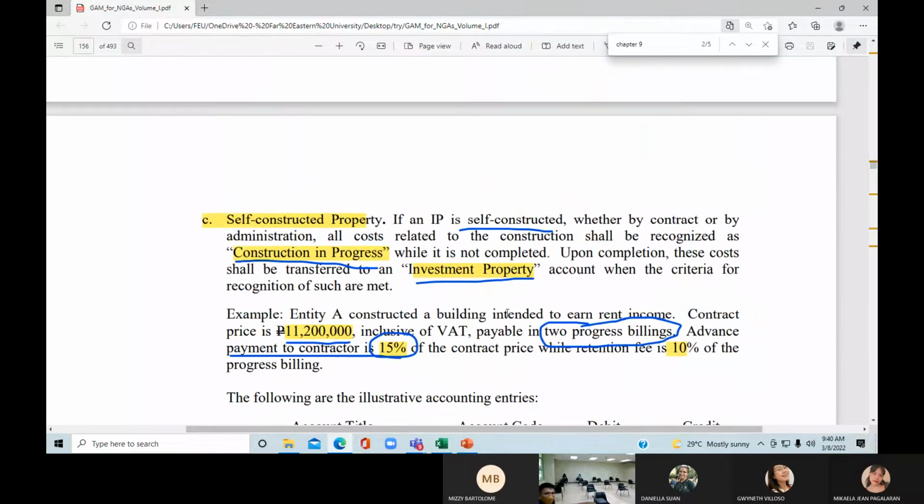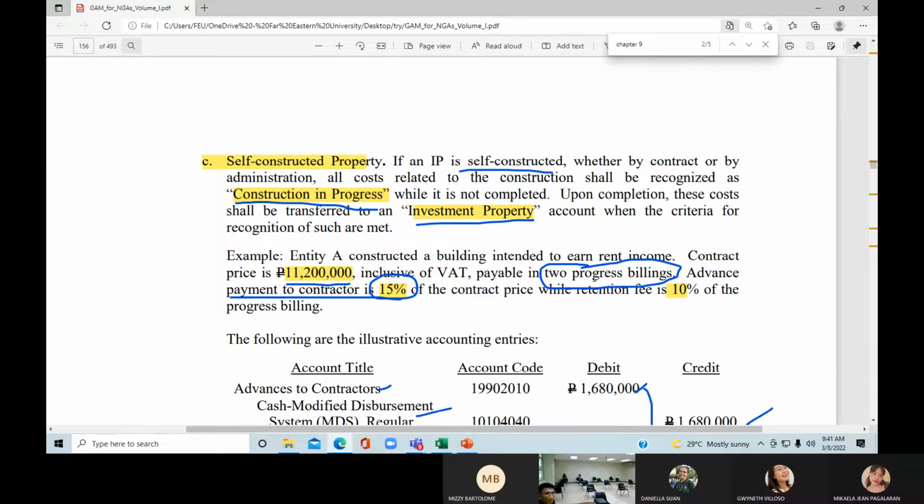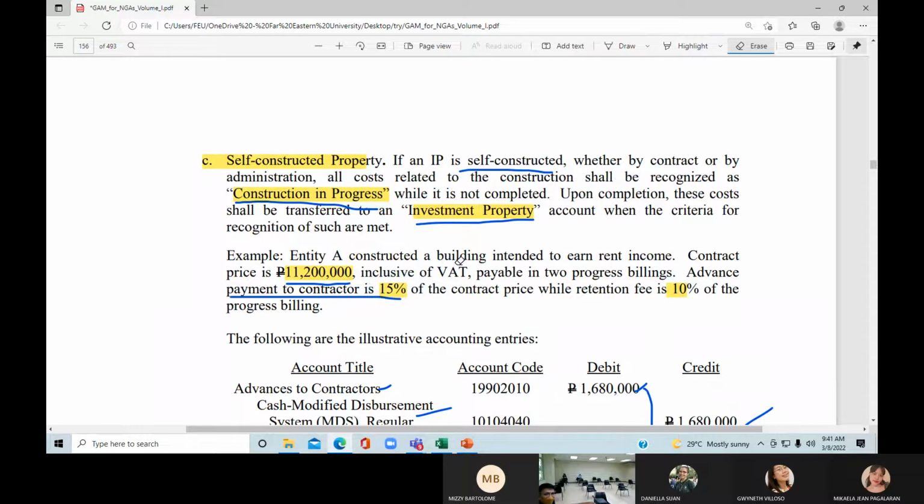Pangatlong mode ng acquisition, self-constructed. So, alam mo naman to, no? Construction in progress muna habang hindi pa kompleto. Okay. Then, kapag na-complete na, transfer mo sa investment property account. For example, Entity A constructed a building intended to earn rent income. Contract price is 11.2 million, inclusive of VAT, payable in 2 progress billings. Okay. Advance payment for contractor is 15% of the contract price, while retention fee is 10% of the progress bill.